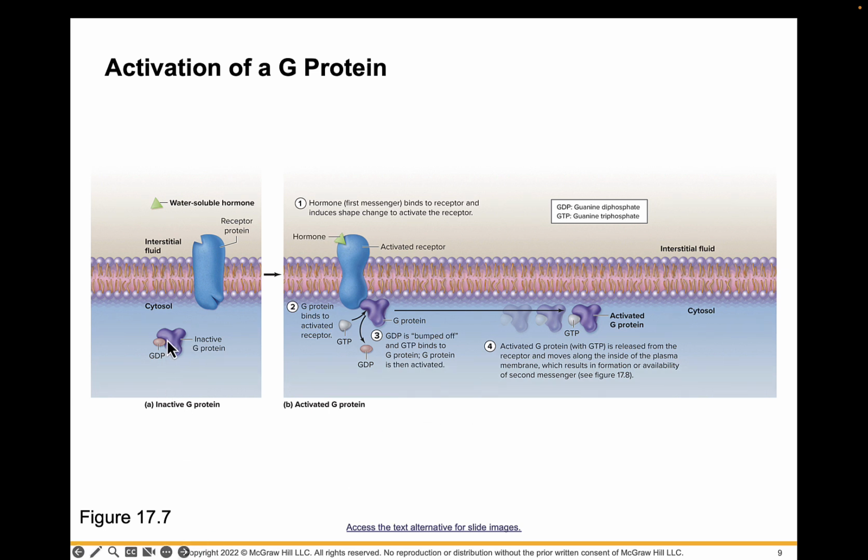So here we can see that there is an inactive G protein, and once the chemical messenger or hormone, known as the first messenger, binds to the receptor, we are now going to notice that this G protein is actually activated. You don't need to know the actual process, just the fact that it is now activated. Now, once this G protein is activated, it's going to be released from the receptor, and it's going to move along the inside of the plasma membrane, and this is going to result in the formation or availability of a second messenger.